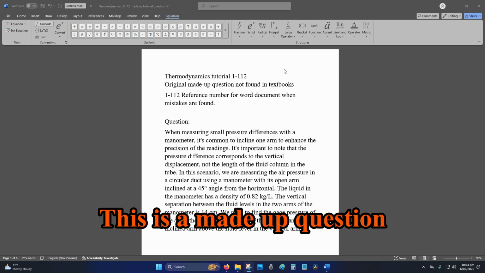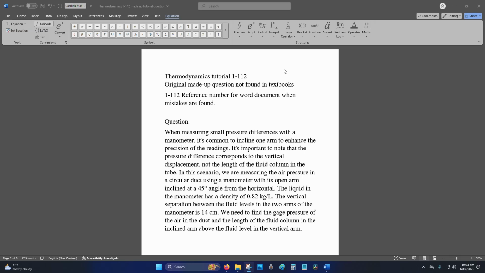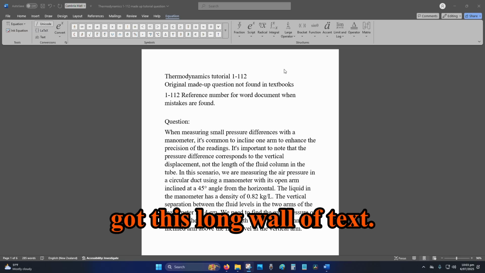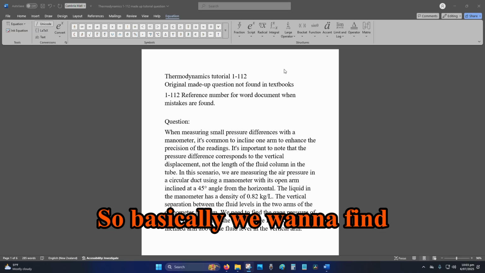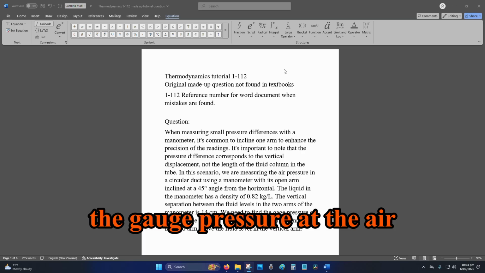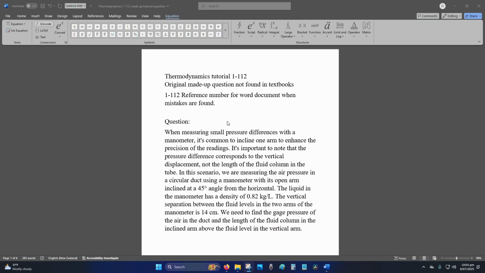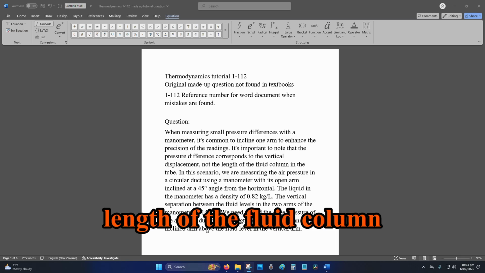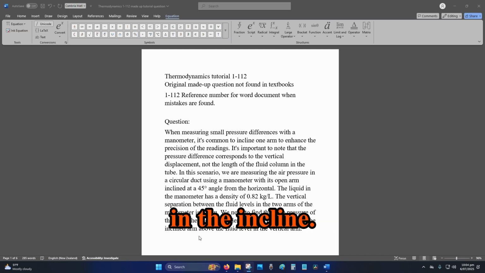This is a made-up question not found in your textbooks. As you can see, we got this long wall of text. So basically we want to find the gauge pressure at the air in the duct. And we want to find the length of the fluid column in the incline.